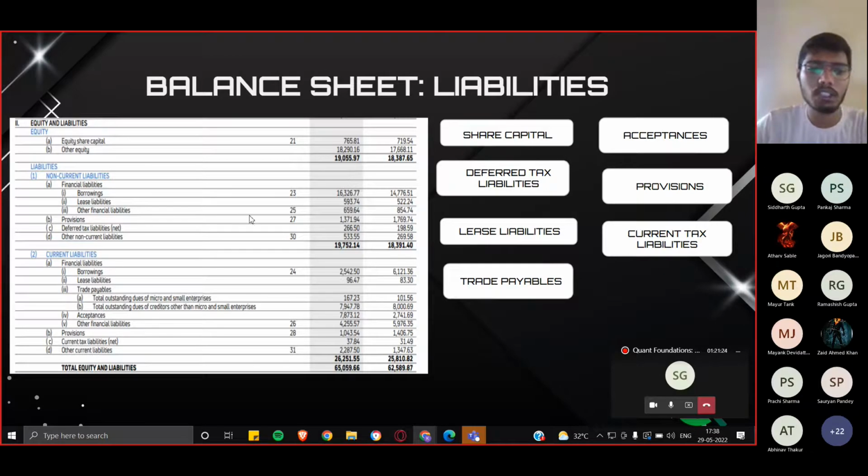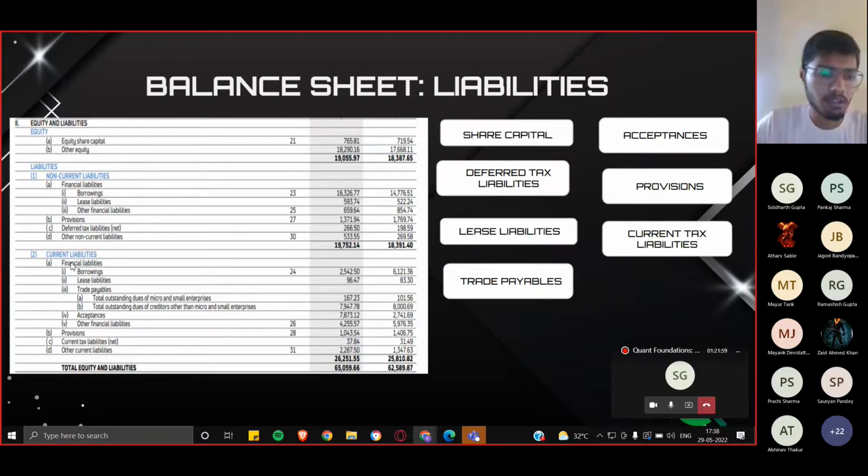And then provisions. Provisions are basically, suppose there is some kind of asset, like you have saved some money of that company for a fixed purpose, that is called a provision. Suppose you have decided you will use this much money for this project and it's fixed, then it comes under the provision. Then deferred tax liabilities, it's the same as I told you earlier.